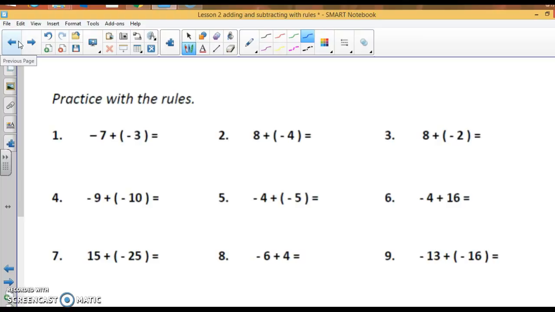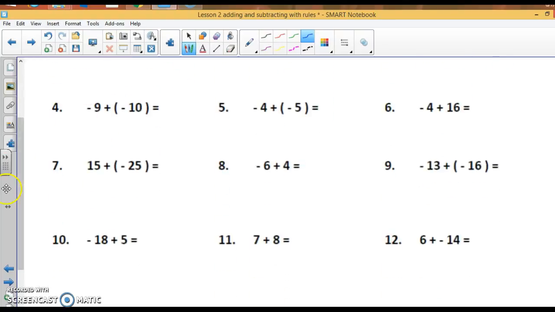Now, here we go. Let's do some practice. -7 plus -3, they're the same, so I add and keep the sign, -10. 8 plus -4, they are different, so I subtract and take the sign of the larger. 8 plus -2, they're different, so I subtract, and it's going to be +6, because I take the larger. Negative 9 plus negative 10, they are the same, so I add and keep the sign, negative 19. Negative 4 plus negative 5 is negative 9. Let's do number 8. Negative 6 plus 4 is negative 2 because they are different. You subtract and take the sign of the larger.